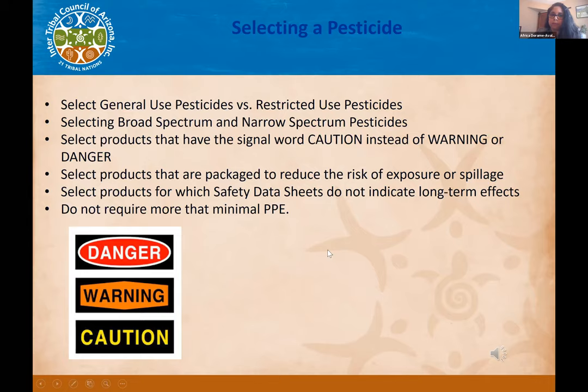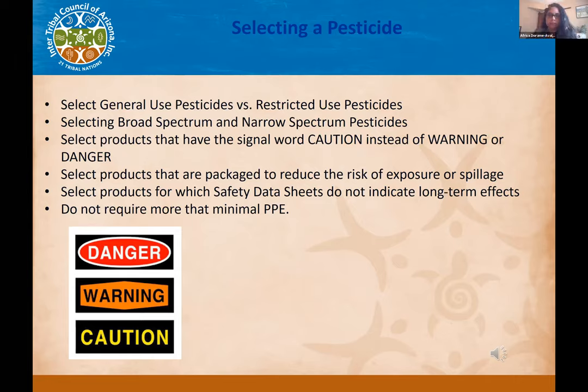Selecting broad spectrum and narrow spectrum pesticides. Broad spectrum kills a variety of organisms, including some that are beneficial in addition to the target pest. And narrow spectrum pesticides only kill the organism for which it was intended and do not harm other organisms. Select products that have the signal word caution instead of warning or danger. Select products that are packaged to reduce the risk of exposure or spillage.